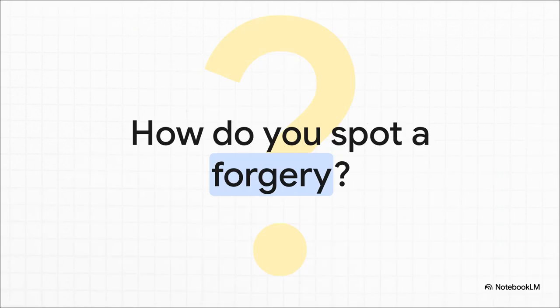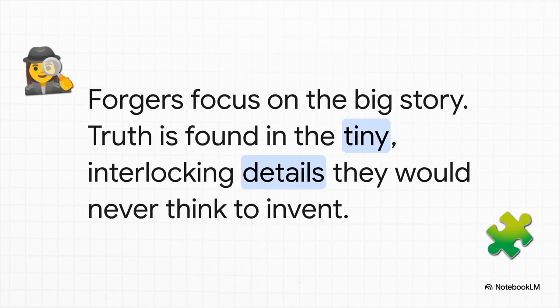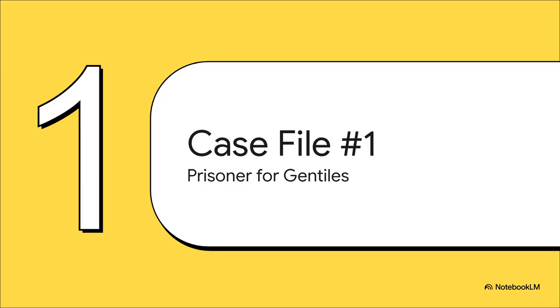You don't look for the big, obvious stuff, the perfect agreements. No, you look for something much, much more subtle. You look for the tiny, interlocking details that a forger would never even think to invent. These are called undesigned coincidences, and as we're about to see, the book of Colossians is just full of them. Okay, let's crack open our first case file.